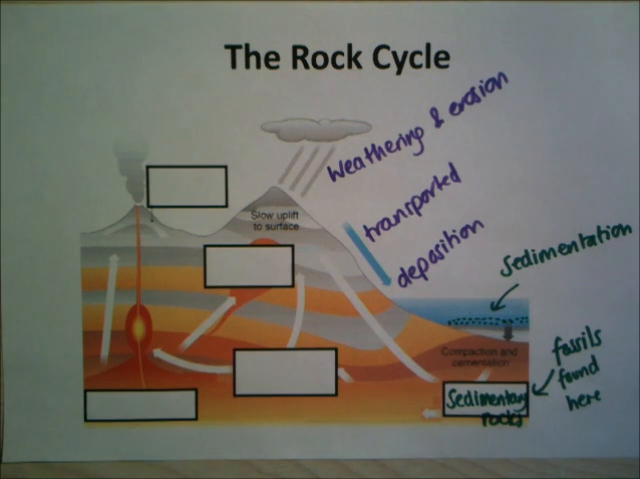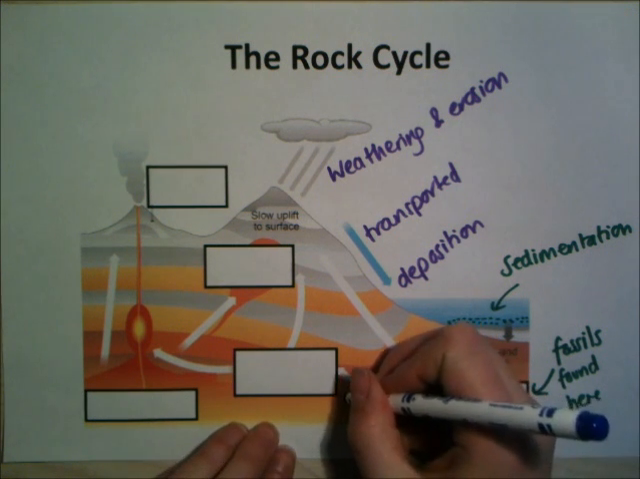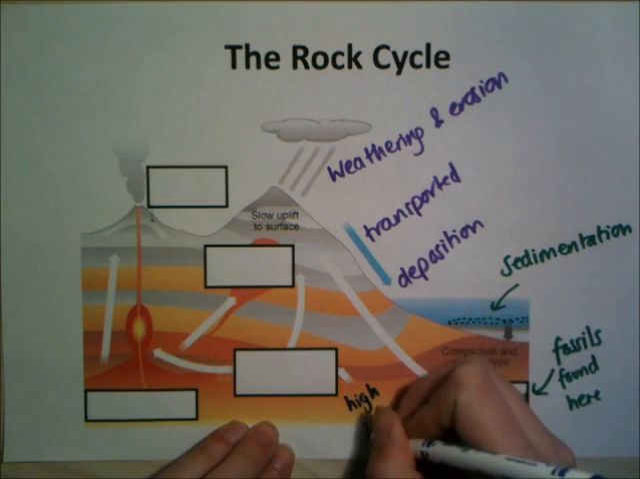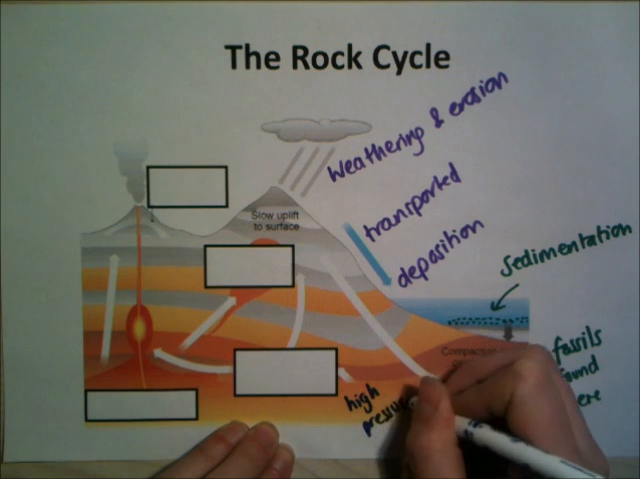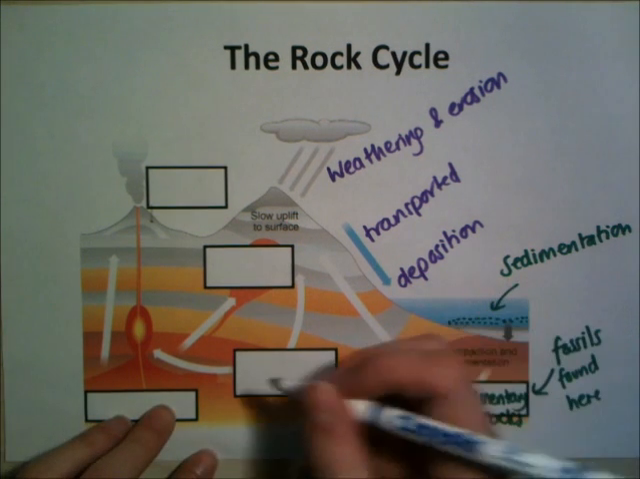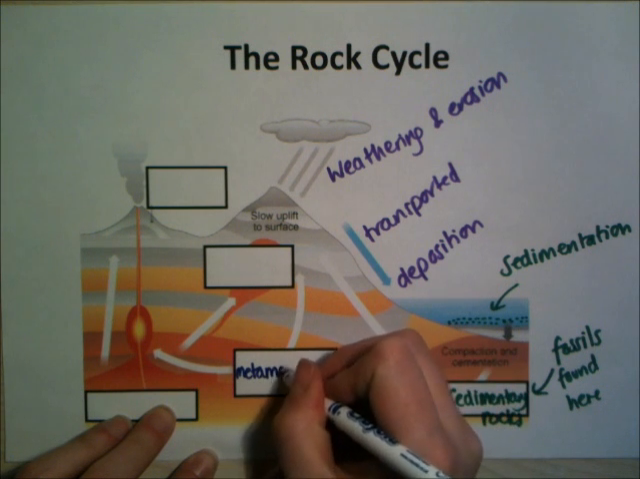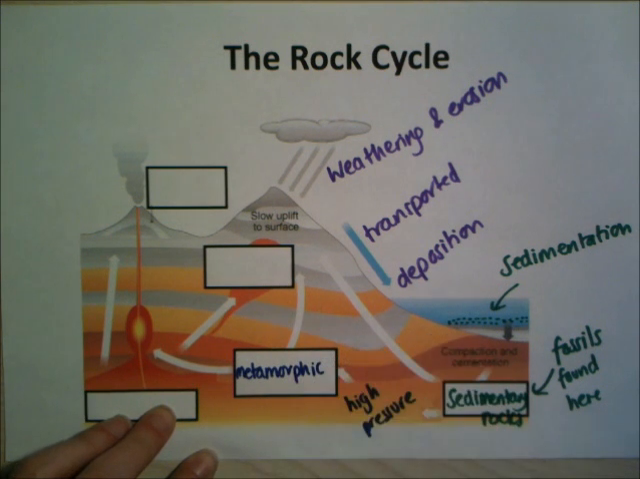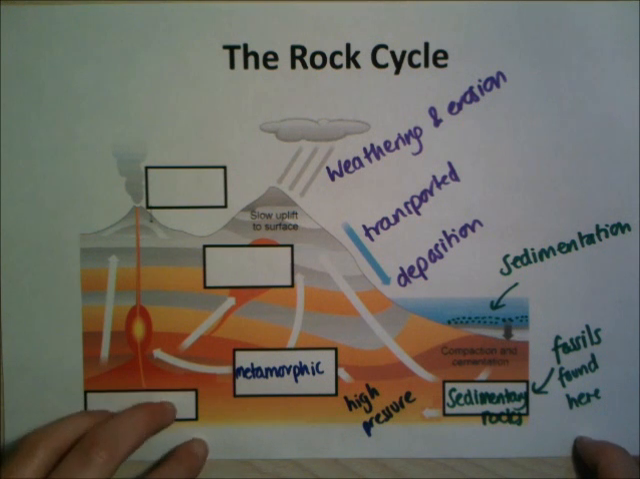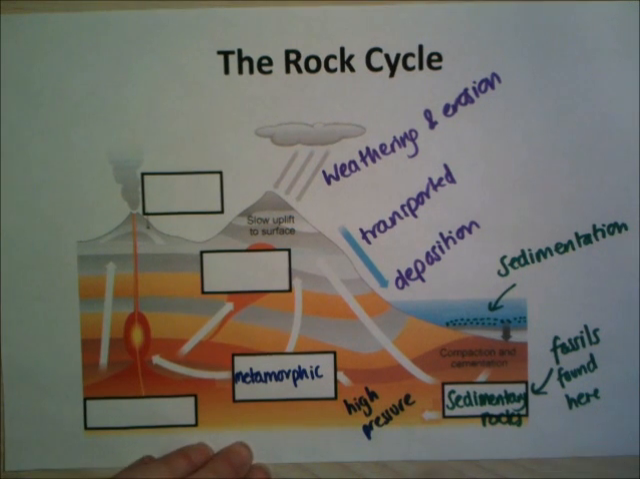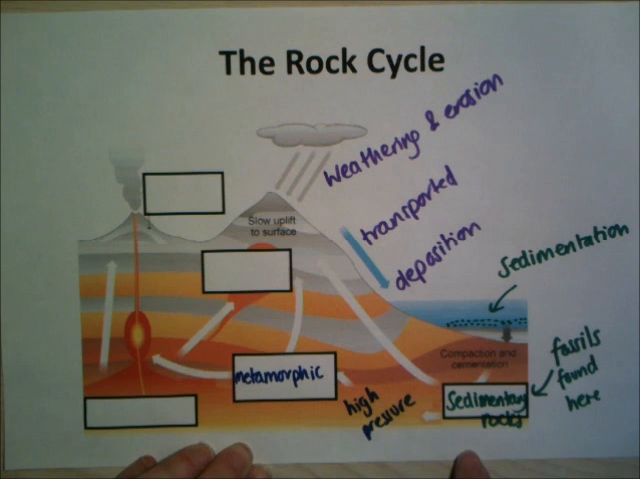Now, if they get forced further down into the earth, they're going to get hotter, and they're also going to be increasingly under higher pressure. So if I add some high pressure to this, those rocks will change, and they become what we call metamorphic rocks. Now, morph means change, so metamorphic are just rocks that have been changed. Okay, now all rocks are changed because it is the rock cycle, but we need to know that metamorphic is the sedimentary rocks, or other rocks I suppose, but they've been changed by high pressure.